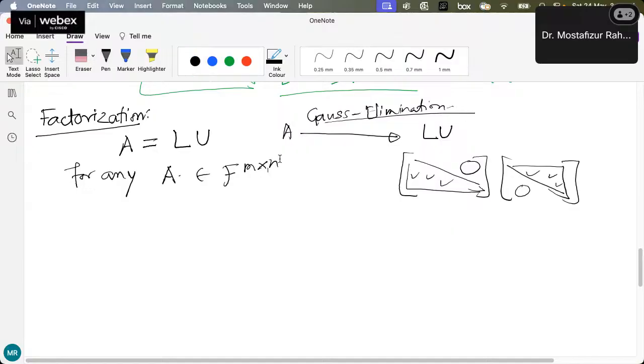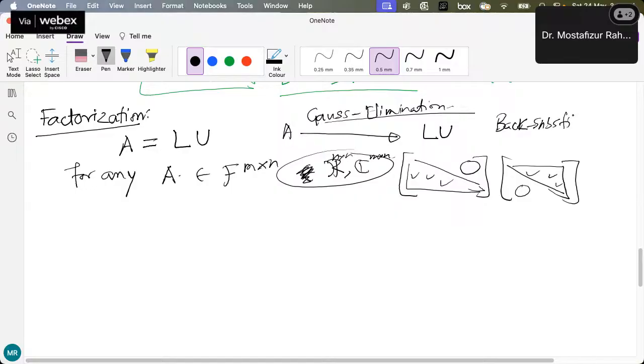I covered both the real vector field and the complex vector field together as F. So basically this covers both the spaces R and C. So now M cross N. There is one more thing: these kinds of algorithms are normally used for back substitution based solutions, and often this is used in linear solver problems, solving linear equations. I have given examples in the notes. You can have a look.